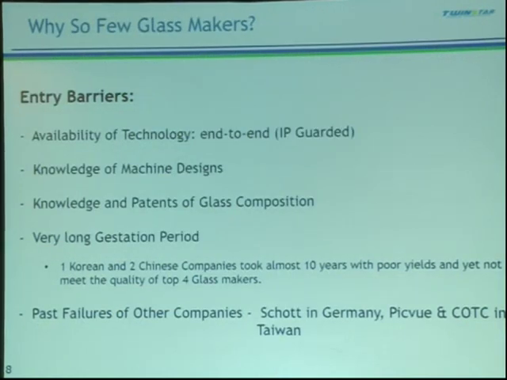Now, I just gave you a hint of the barriers. There are two main barriers that I explained: flatness and difficulty to melt. These two main parameters have caused so much technology to be involved to overcome them that it is heavily IP guarded. And then there is the design of the machines, the design of the isopipe, knowledge and patents of the glass compositions, and then very long gestation periods.